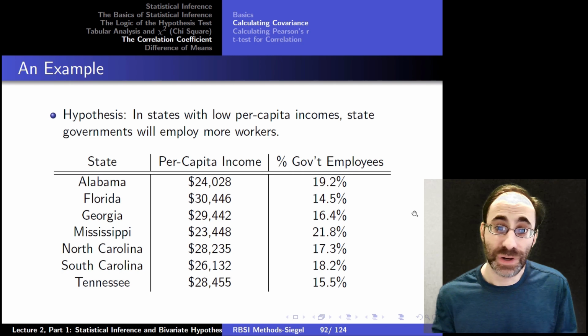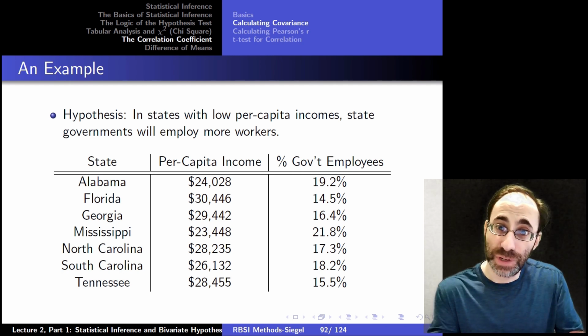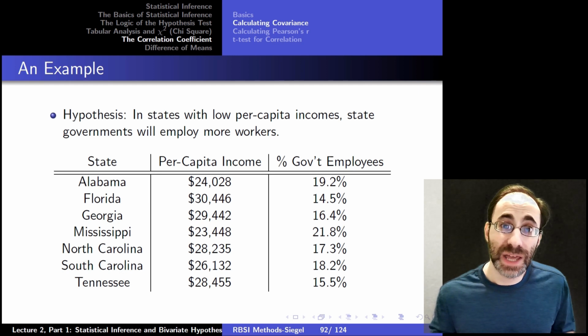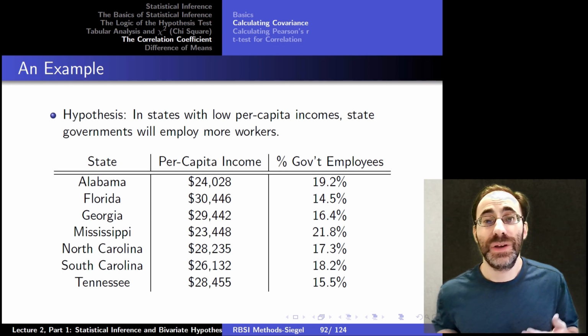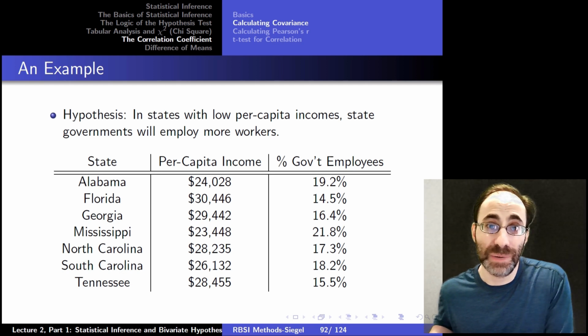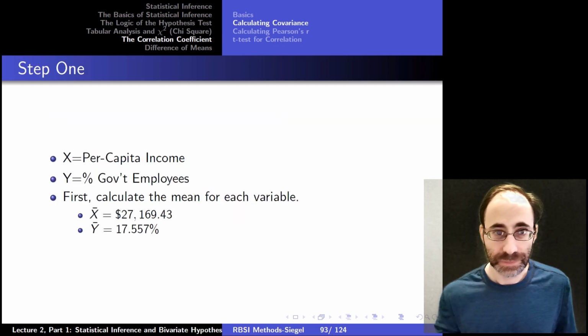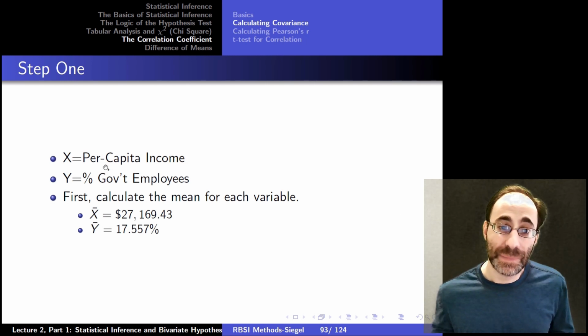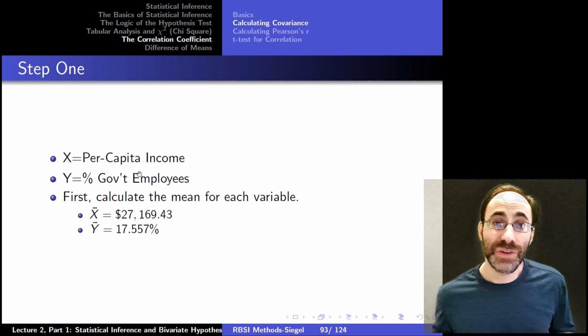The null hypothesis, of course, is implied by this research hypothesis, which is that the per capita income of states has no relationship with the percentage of workers employed by state governments. Okay, so step 1, we have our x, which is the per capita income, our independent variable. Our y is the percentage of government employees.